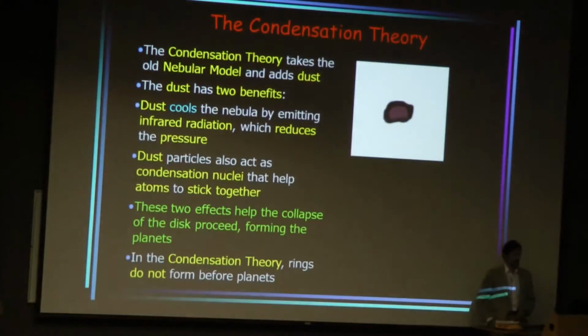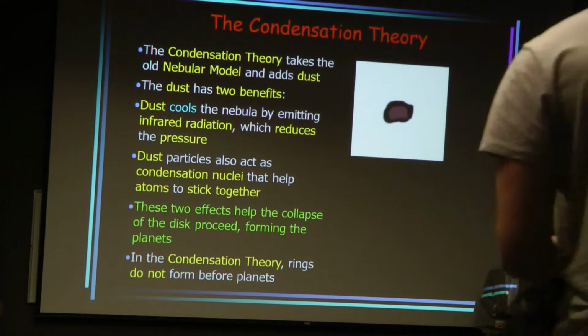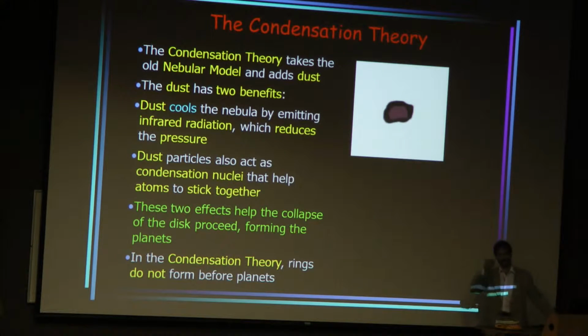All right, so I'm actually going to just briefly review the condensation theory. Now, there is a step before this called the nebular model, which is basically just a big cloud of gas that collapses down under its own gravity, if you recall. The problem with the nebular model was that there wasn't enough cooling in the gas, so that when the gas collapsed, it couldn't actually form planets, because as the gas collapsed, it heated up, and that created extra pressure.